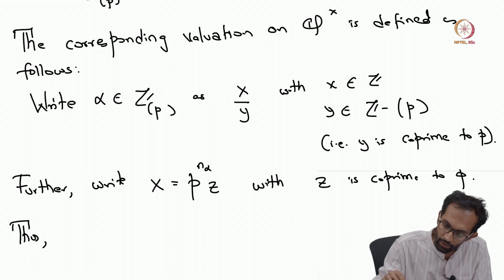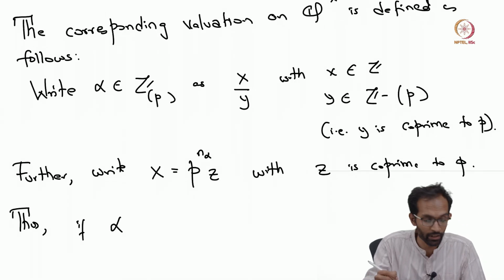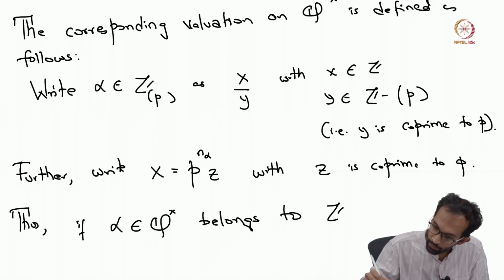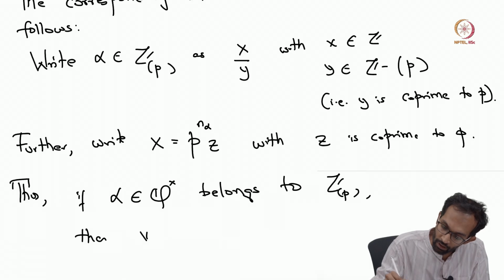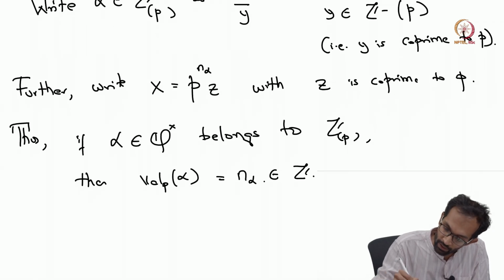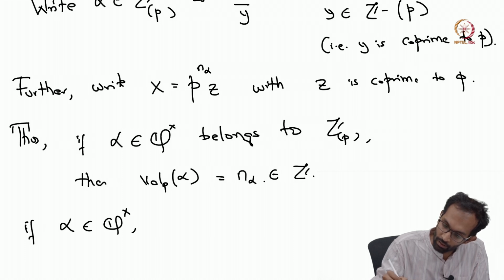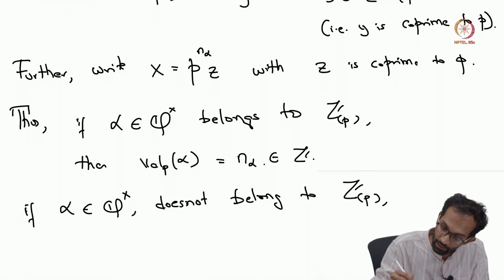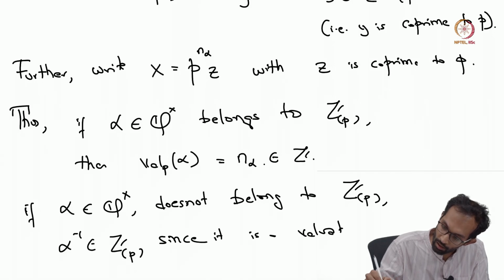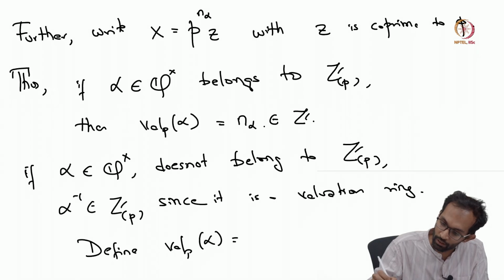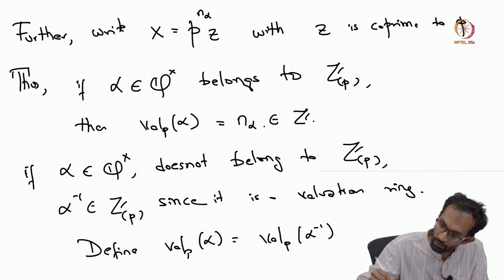And so on, thus, since Z localized at p is a valuation ring, if alpha in Q cross belongs to Z localized at p, then you define the valuation function as this n alpha, which belongs to Z. And if alpha in Q cross does not belong to Z localized at p, then alpha inverse belongs to Z localized at p, since it's a valuation ring. And define the valuation of alpha in that case to be the valuation of alpha inverse, but with a negative sign.